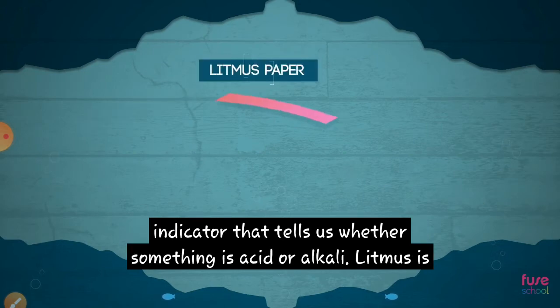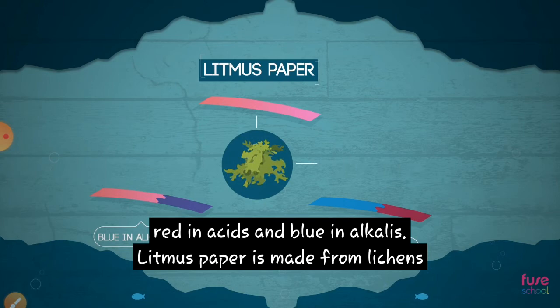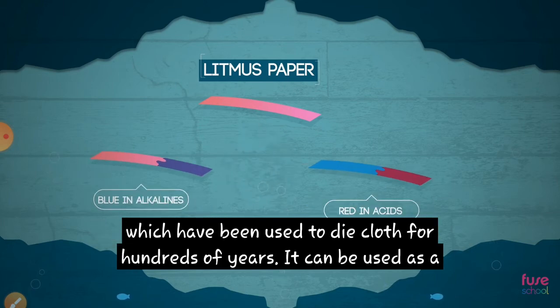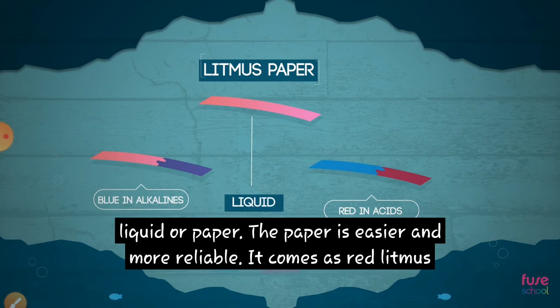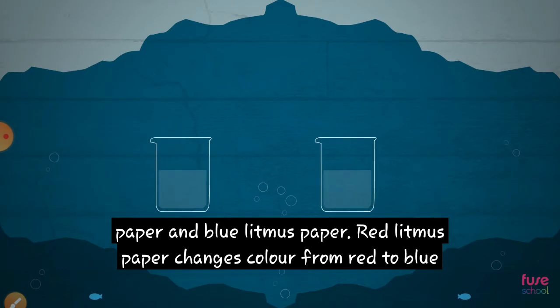Litmus paper is a simple indicator that tells us whether something is acid or alkali. Litmus is red in acid and blue in alkalis. Litmus paper is made from lichens which have been used to dye cloth for hundreds of years. It can be used as a liquid or a paper. The paper is easier and more reliable. It comes as red litmus paper and blue litmus paper.